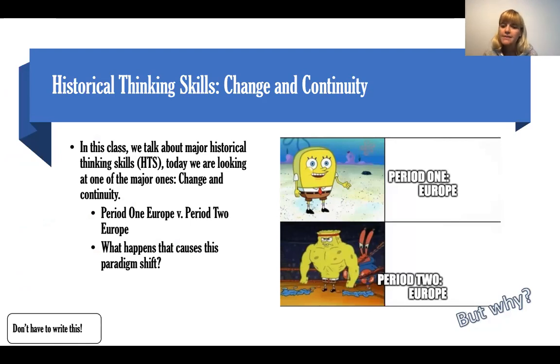So what you're going to find in AP World History is that we utilize about 3 different historical thinking skills, okay? You don't have to write this down, but we will talk about similarities and differences. We will talk about cause and effect, and we will talk about this one right here, change and continuity. Change and continuity is very important in history. It's probably one of the most important skills.